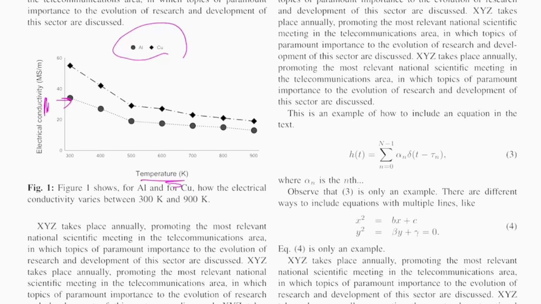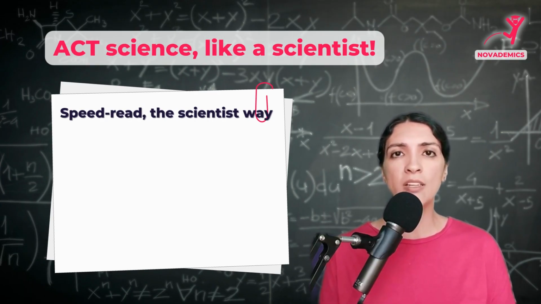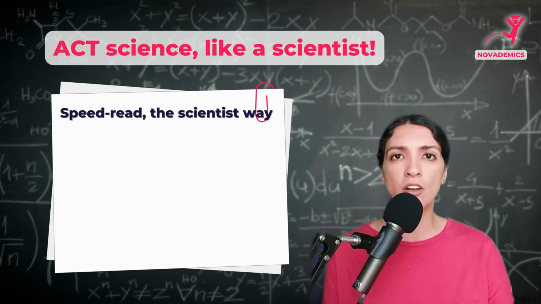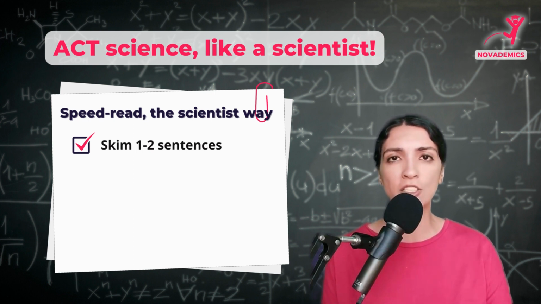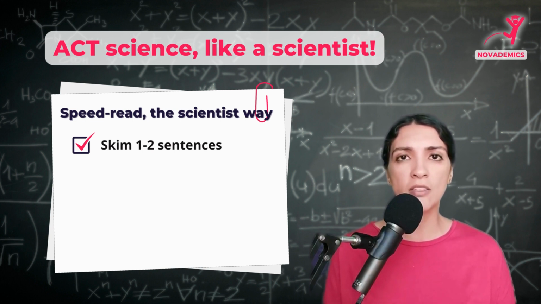Now, let's tie this back to ACT Science. Let's look at how we can apply the scientist's speed reading technique to the ACT Science passages. Just like scientists would quickly look through the introduction of an article, start by skimming through the first sentence, or at maximum the first 2 sentences, of a passage. This is just to give you an idea of what the passage is about. Is it an astronomy passage, or is it perhaps a chemistry experiment?